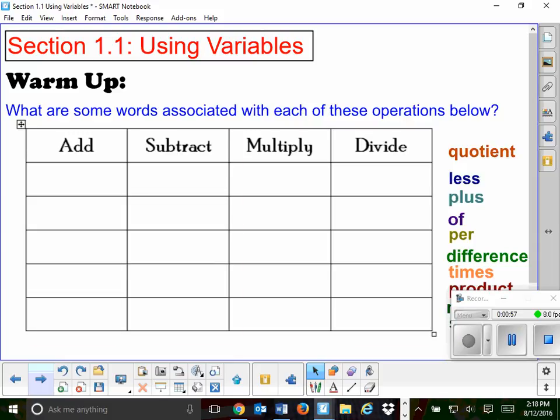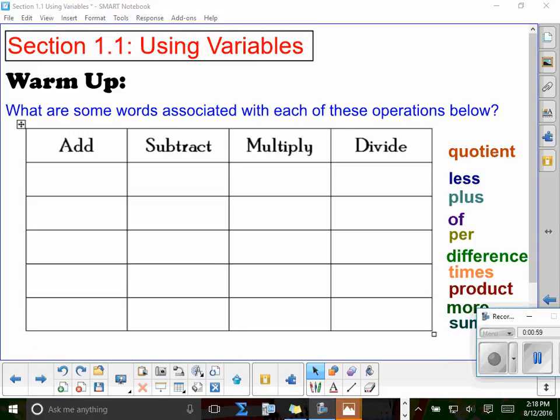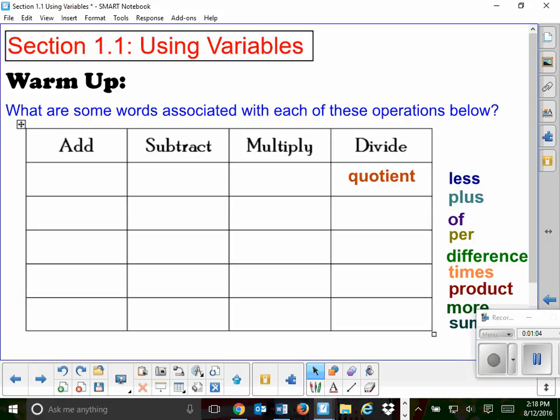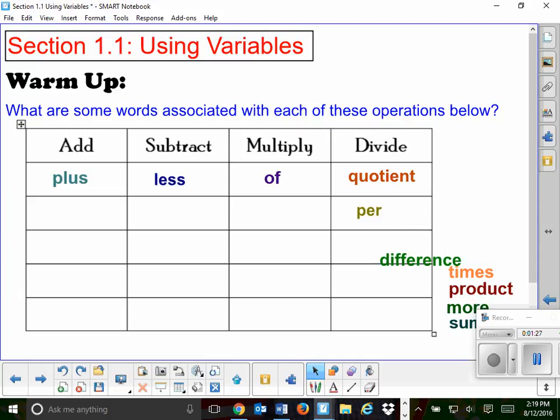So here are some of the words that I have associated with it. Maybe some of you use the word quotient, and that would be divide. Less would be subtract. And if you don't have these words, just add them in. Plus would be to add. Of, and that's a huge one that you'll hear in a lot of fraction problems. A fourth of 25, and that means to multiply. Per, miles per hour. Difference would be subtract.